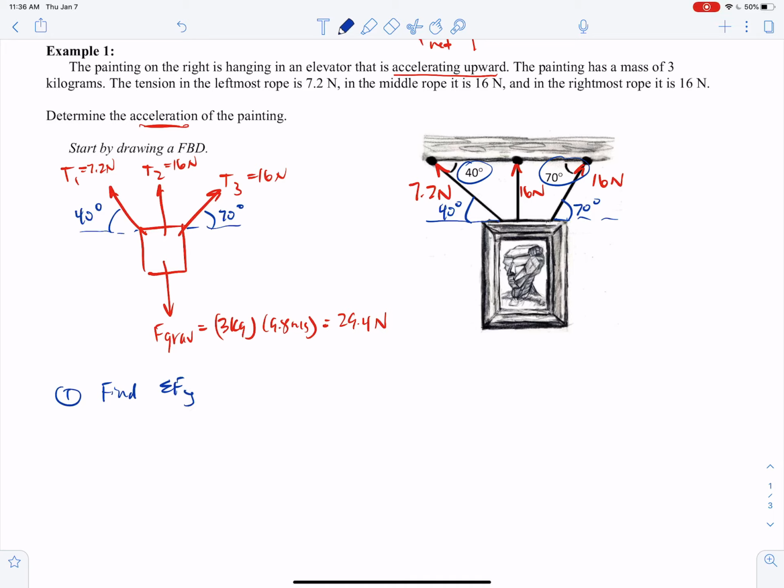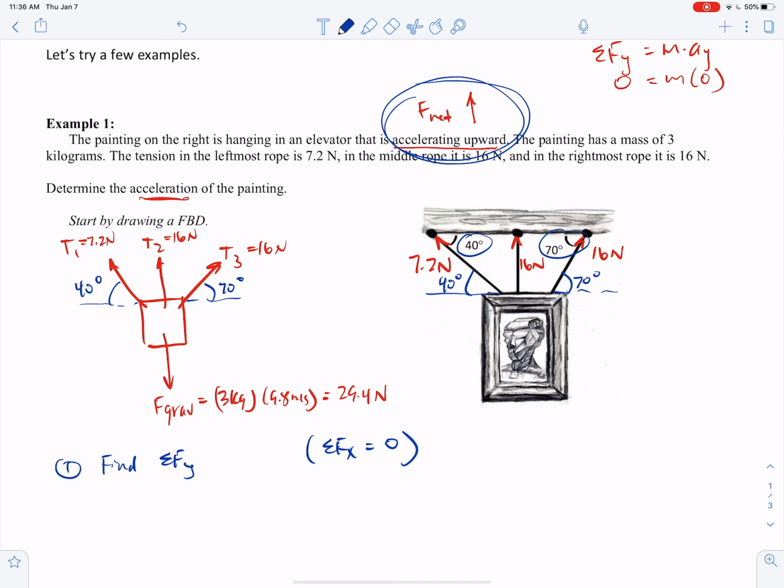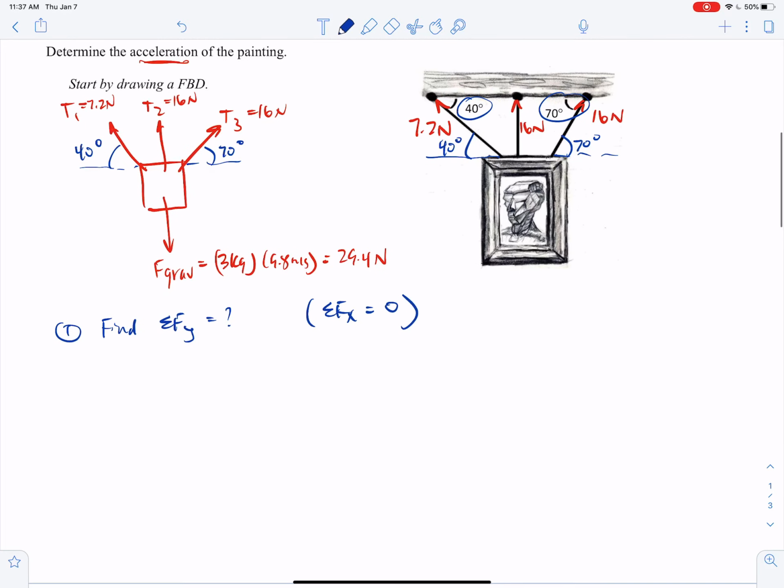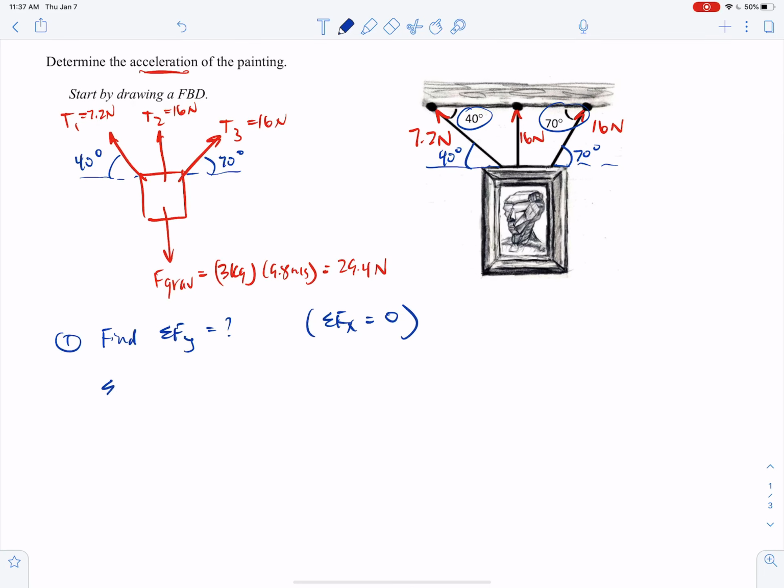Okay. By the way, we know that the sum of the forces in the x direction is going to be equal to 0 because the object is accelerating upwards, right? It's not moving left or right. It's only moving up and down. In this case, just up. So the sum of the forces in the x is 0. We want to know what the sum of the forces in the y direction is. So let's use an expression for that. The sum of the forces in the y direction will be equal to the vertical component of each of the 4 forces that are acting on the painting, right?